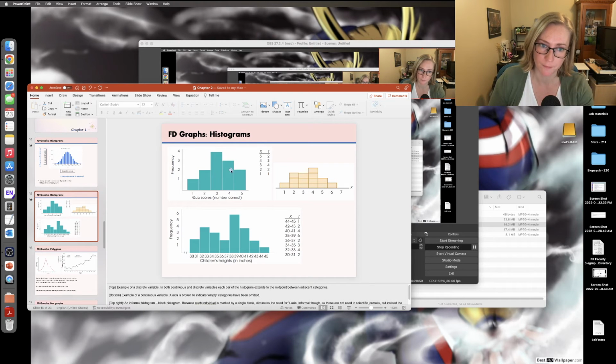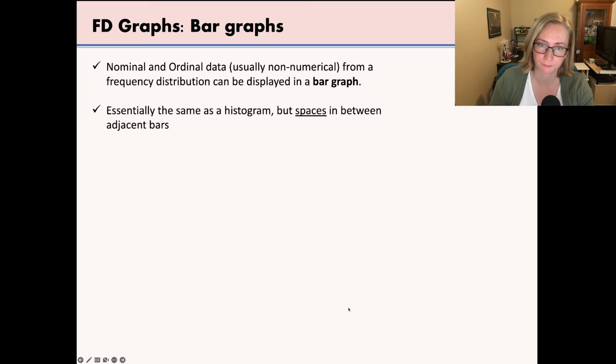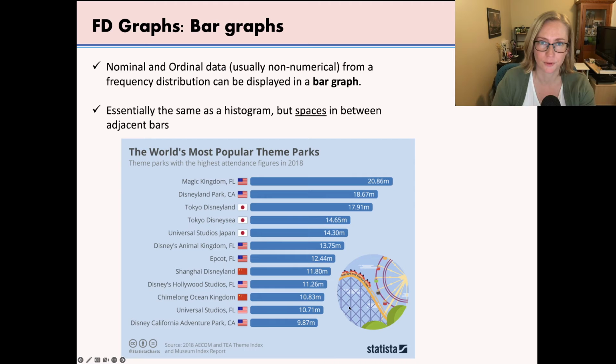This one, however, histogram, no space in between. These are numerical data, right? Whether it's discrete or continuous. But when we're doing a bar graph, it's for nominal or ordinal data.